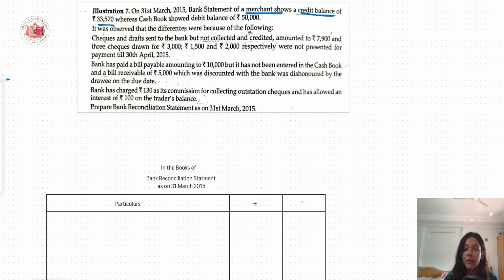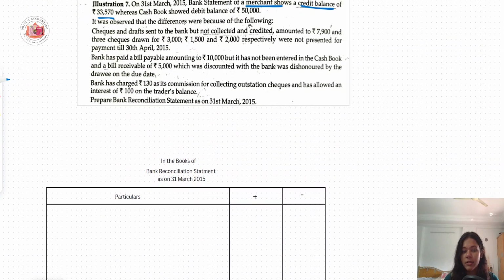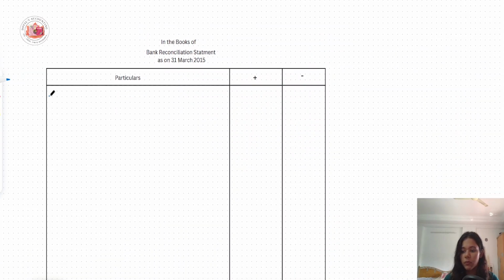And I'm going to be starting with my passbook. So let me write down my passbook balance, 33,570. This question is a little open-ended. They have given us both cash balance as well as bank balance. We can either start with our cash book balance or we can start with our passbook balance. I am going to be starting with our passbook balance.